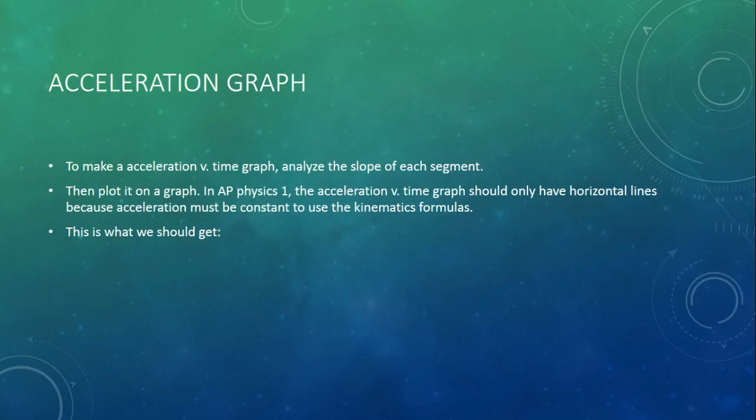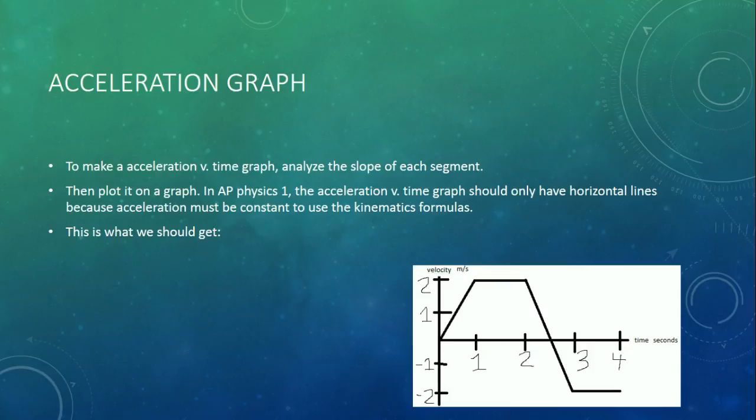And so, from this particular graph, if we analyze the slopes at all these segments, so we do rise over run, so 2 over 1, what's the slope? 2, because it's positive, and it's 2 over 1. The slope here is obviously 0, because it doesn't rise anything, so 0 over 2 is 0.